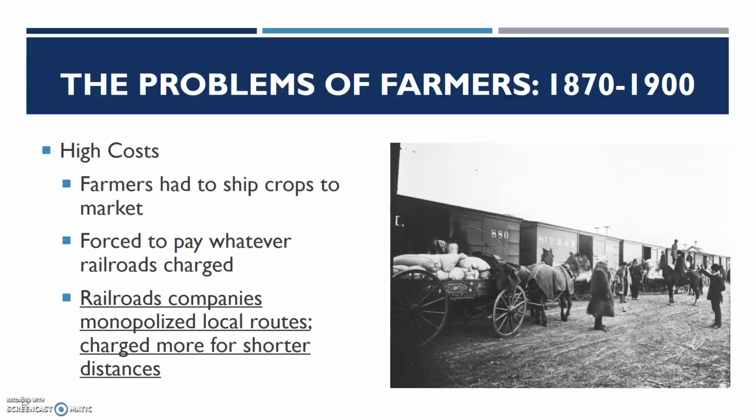Farmers also had a lot of high costs for running their farms. In order to sell their goods, they had to ship them through the railroads across the United States to these markets that were in the East. And at the time, railroads had very unfair practices towards farmers. They forced them to pay whatever rates the railroads felt like charging them, and they monopolized local routes. So there was no competition for lower shipping rates, and farmers had to pay whatever they wanted. And oftentimes, the railroad companies charged more for shorter distances than for long distances.